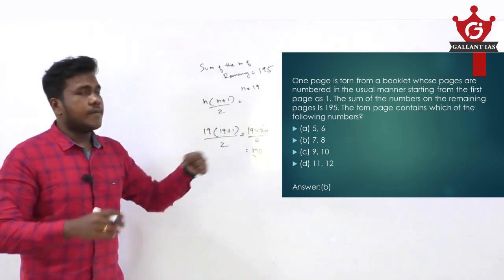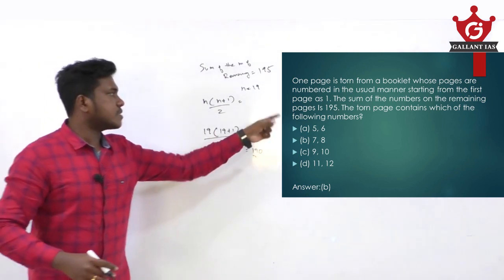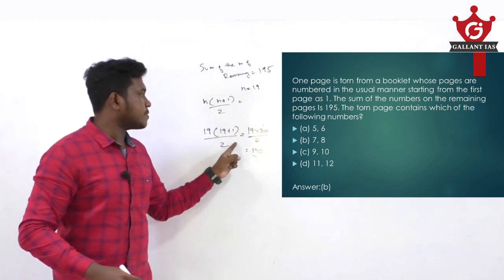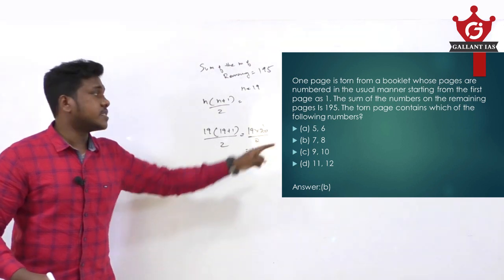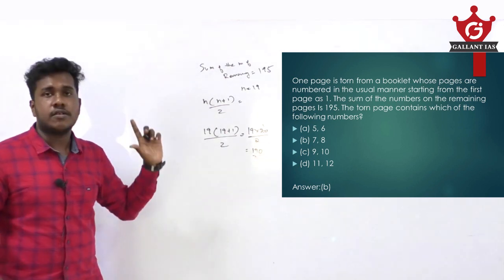Okay, so even though after tearing out, the sum is 195. But here when you substitute the value of 19 as the initial number of pages, then we got the value as 190, which is less than 195. So 19 is not correct.